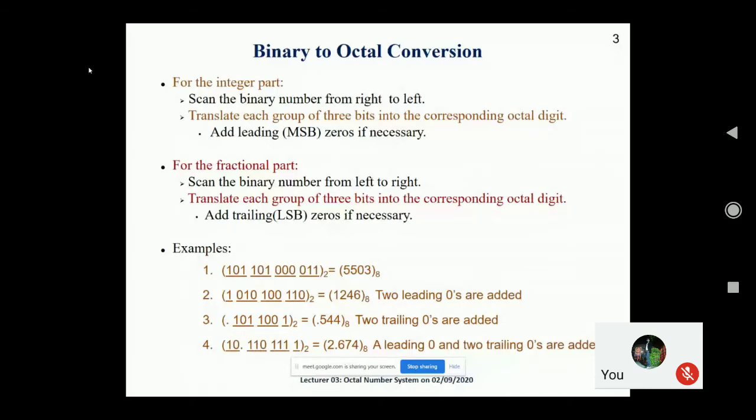Now you may ask me why we add zeros on the MSB side for the integer part, and why we add zeros on the LSB side for the fractional part. Can you tell me why the concept of MSB and LSB comes here? Anyone?